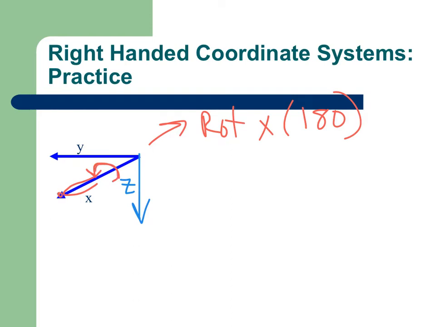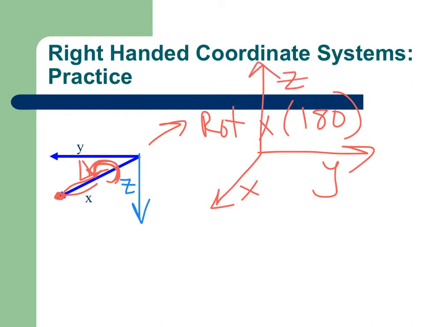So remember, we're kind of holding on to the end of the x-axis and spinning it in a positive direction by 180 degrees. And so in that case, we end up with, let's see, x stays in the same direction because x is what we're holding on to and spinning. Y, after we rotate by 180 degrees around the x-axis, is now going to be pointing out to the right, and z, which was down, is going to end up pointing upwards. So that's rotate about x by 180 degrees.